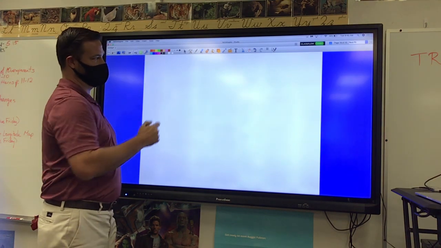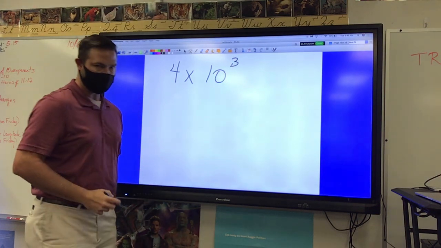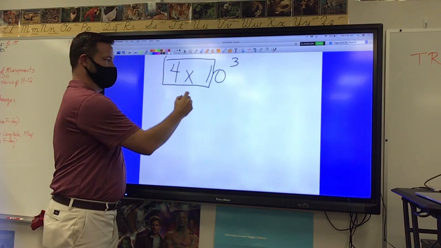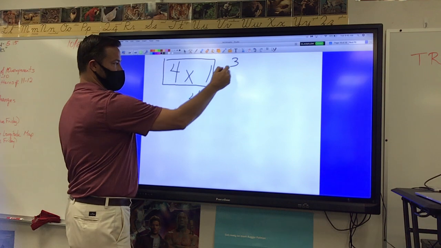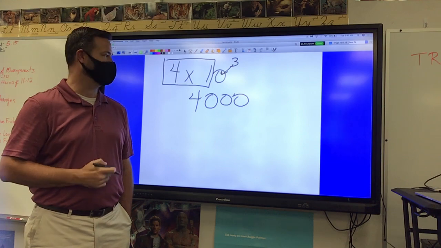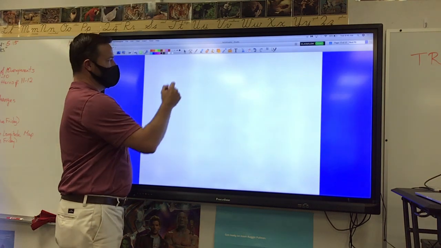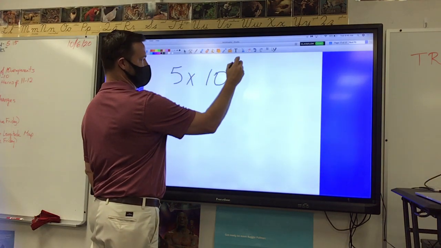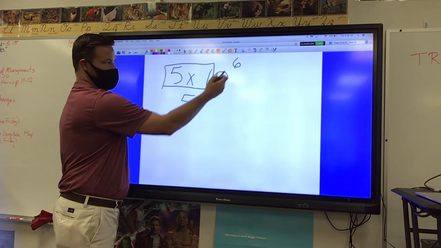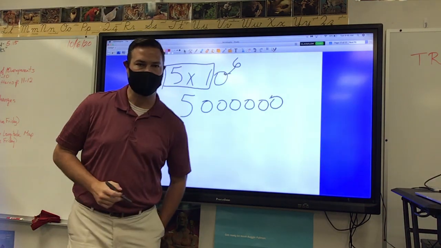They also get a little tricky and they do something like this: 4 times 10 to the 3rd. What this is saying is, first thing you're going to do is 4 times 1 is 4, and then you're going to have 3 zeros. 1, 2, 3. Okay, so when they give you a tricky one like this, do the multiplication first and then add that many zeros. Again, if you had something like 5 times 10 to the 6th, your first number is going to be 5, and you're going to have 6 zeros. 1, 2, 3, 4, 5, 6.